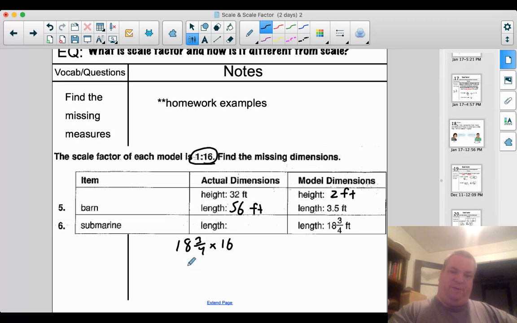I know 3/4 as a decimal is 0.75. So I can do that conversion and just multiply on my calculator. So 18.75 times 16 is 300. So it's 300 feet in actual length. Okay? So that's what you're doing for those. You're either multiplying or dividing by 16, depending on what you are given.